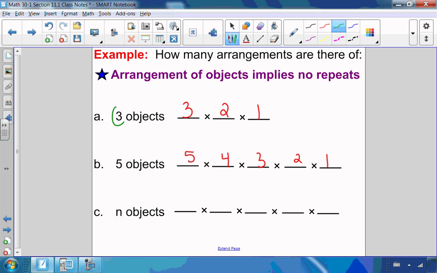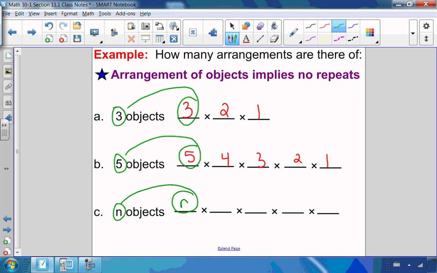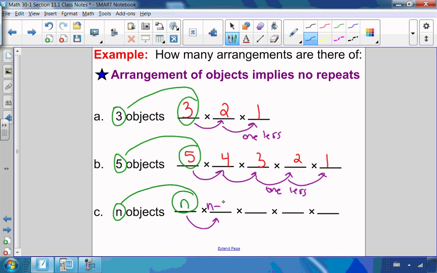So my first pattern is, I wanted 3 objects, I started with 3. I was looking for 5 objects, I started with 5. So following that pattern, if I'm starting with n objects, I'm going to start with n. My next pattern is from 3 to 2 to 1, I'm going 1 less. From 5 to 4 to 3 to 2 to 1, again, I'm also going 1 less. So let's repeat that pattern here. To go from n, 1 less, and then I go 1 less.